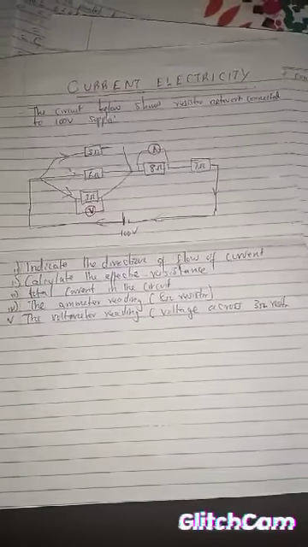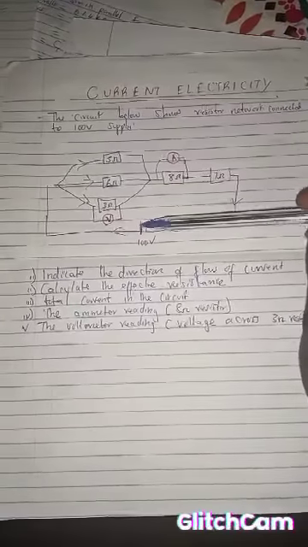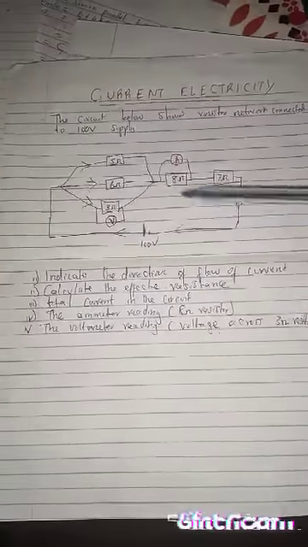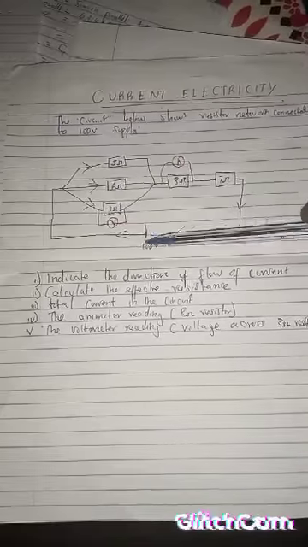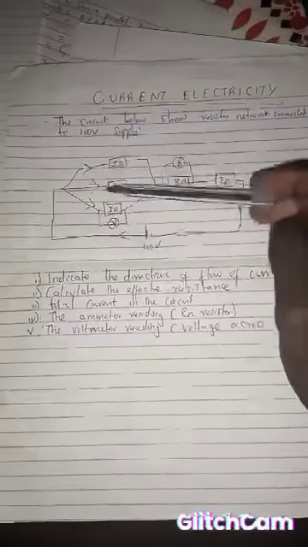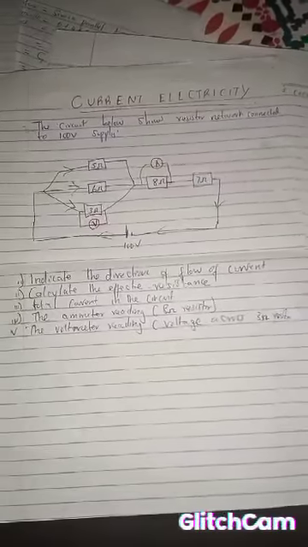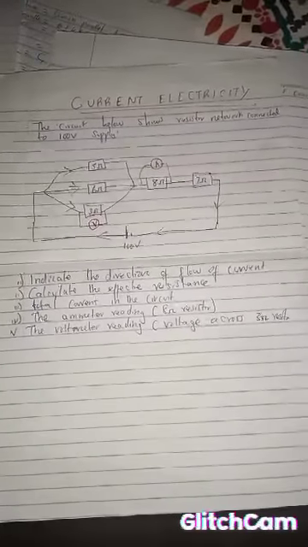So the first question indicates the direction of flow of current. Current flows from the positive terminal towards the negative terminal, of which the positive terminal is the longer one, so it shall indicate this direction. Then at the junction here, the current flows through the resistors depending on their resistance. Remember, the higher the resistance, the smaller the amount of current flowing through it.